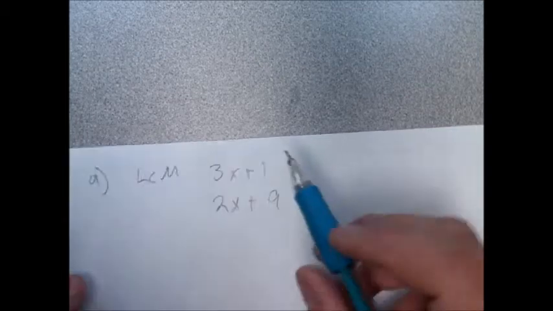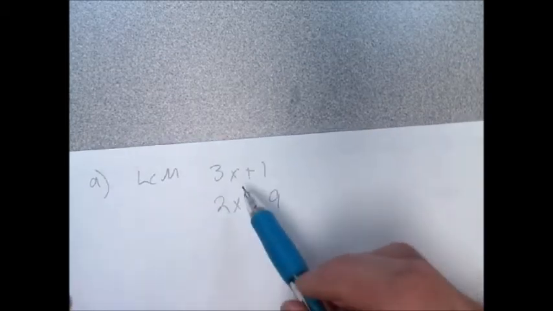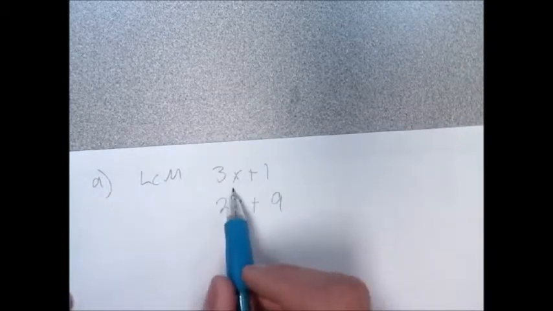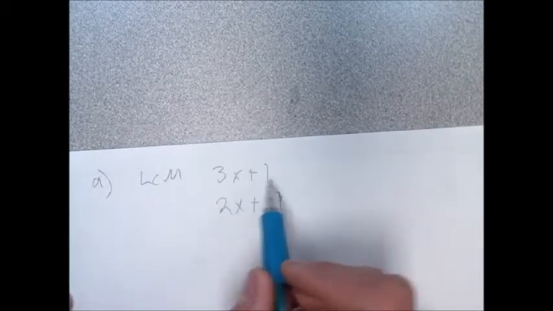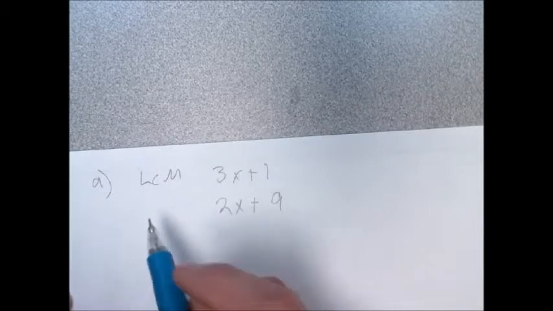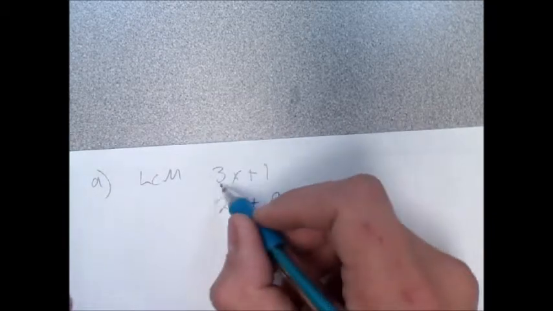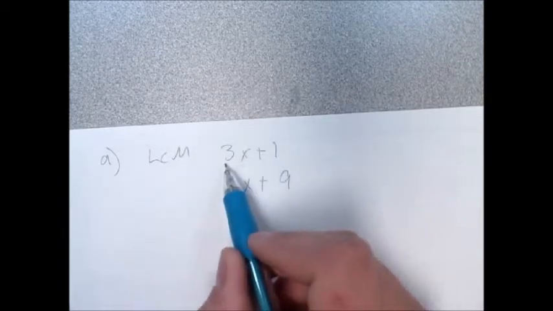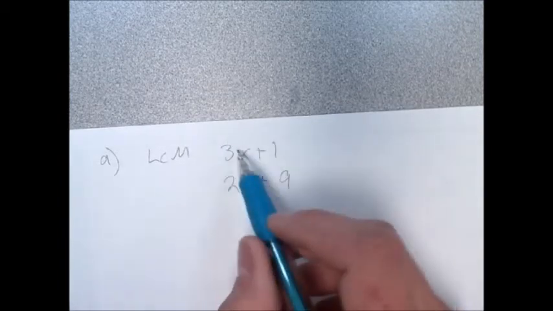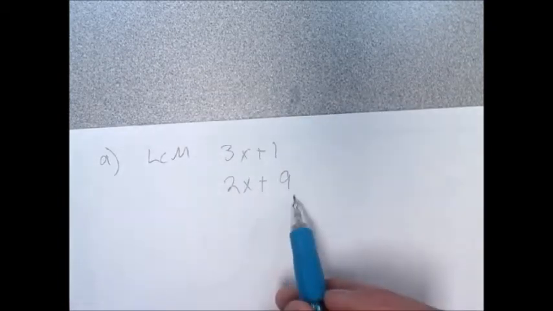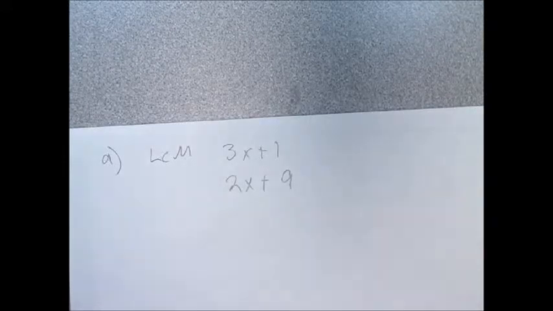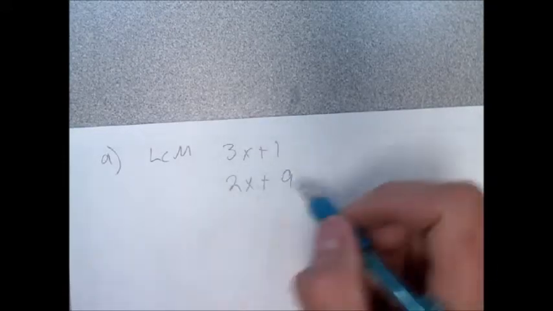Okay, I want you to think about factoring this out. Is there anything that we can factor out of 3 and 1? No, there's nothing we can factor out of it. So this is prime, for lack of a better word. 3x plus 1 is prime, because there's nothing we can factor out of it. What about 2x plus 9? That's also prime. We can't factor out a 2 or anything out of the 9, right? So these are both already in their prime form.